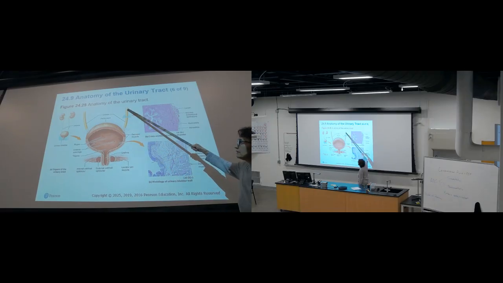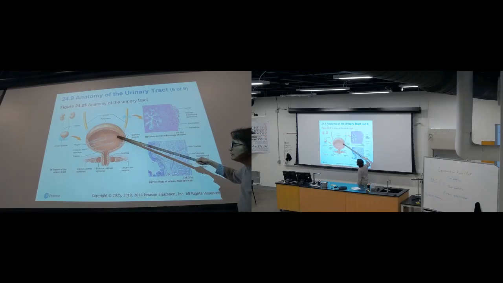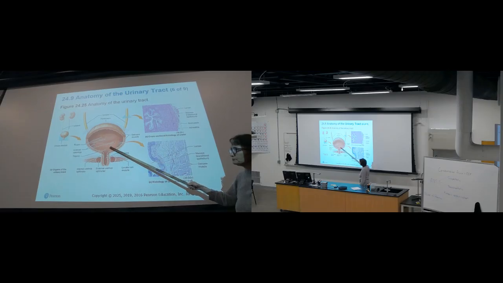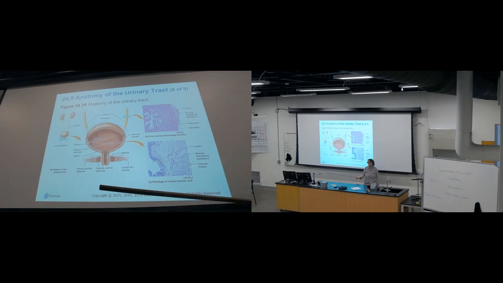So again, as the urine comes through these ureter openings and goes into the bottom of the urinary bladder, it makes this surface smooth. And this is folded. The foldings, the rugae, disappear until you have a full urinary bladder.